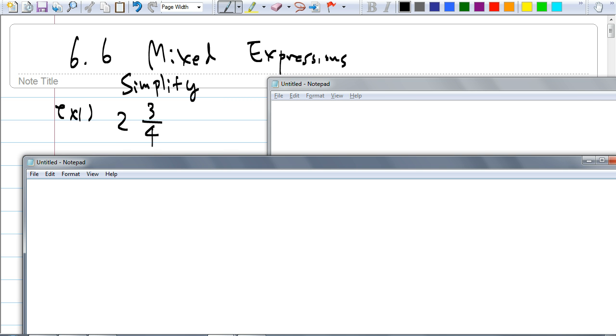Wait, isn't this already simplified? You could kind of say that, but really, when you simplify fractions, it's best we say it's simplified when it's an improper fraction. Okay, so how does anybody know what this is? Yeah, Laura? What's that equal to? It's an improper fraction. 11/4, easy.